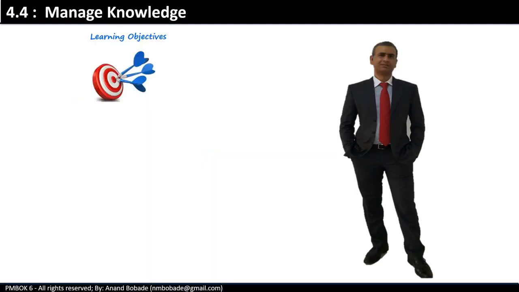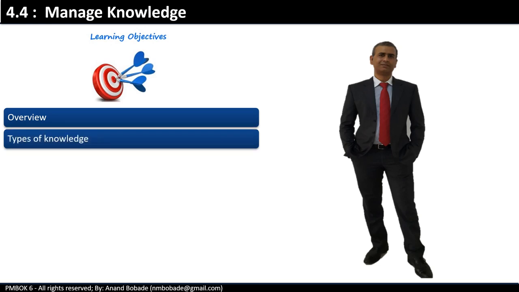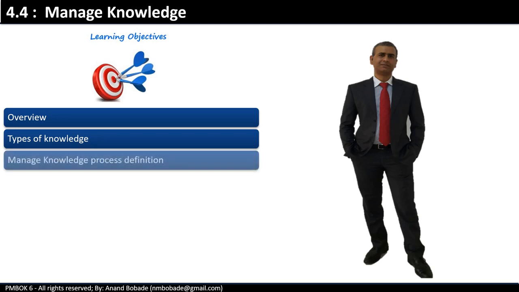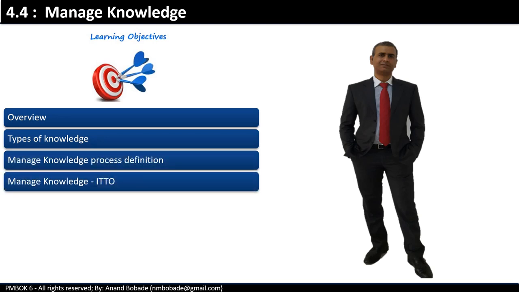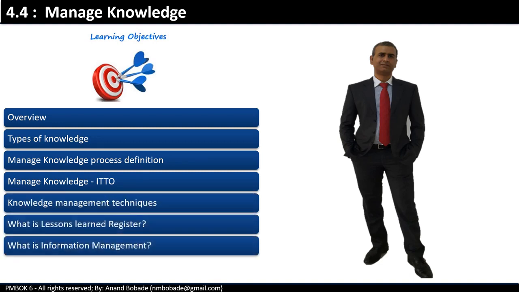The learning objectives of this session are: in overview, we will learn why knowledge management is so essential and important, types of knowledge, manage knowledge process definition, we'll talk about inputs, tools, techniques and outputs, what is the lessons learned register, and a quick review.